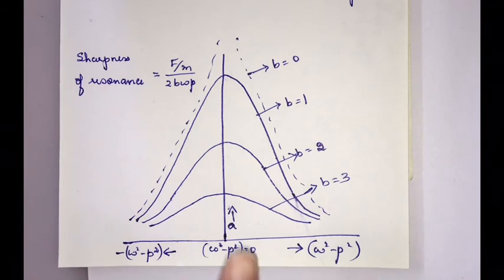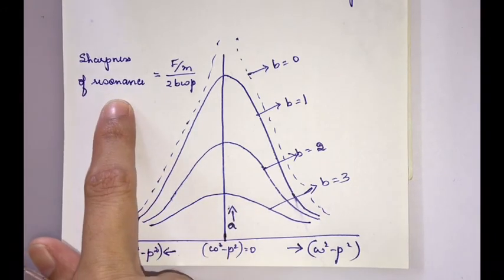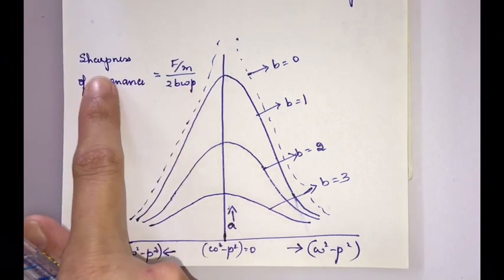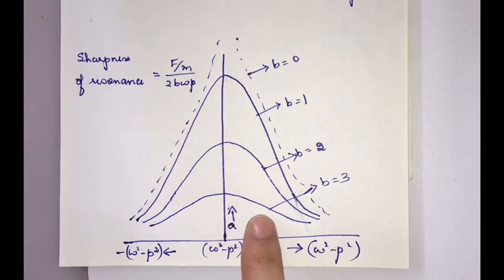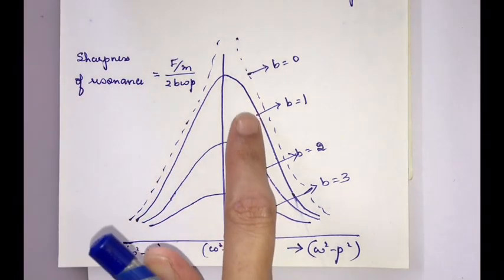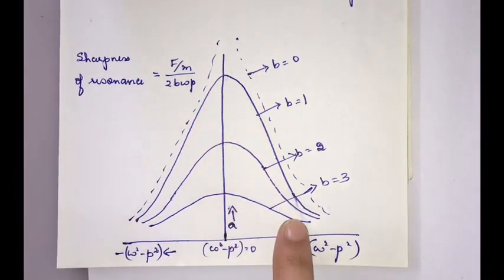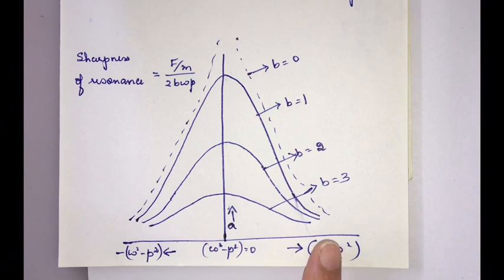If you observe the graph over here, the sharpness of resonance depends upon the value of b. Small value of b, larger is the sharpness. That is what is observed over here. So when b is 1, you can see the curve is sharper. As it increases, the curve becomes flatter.